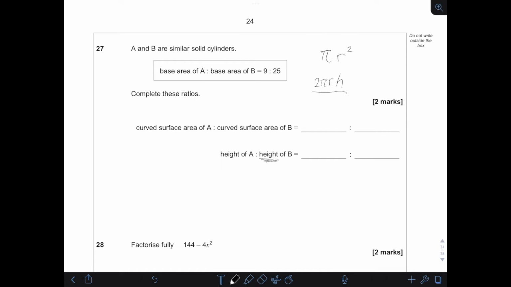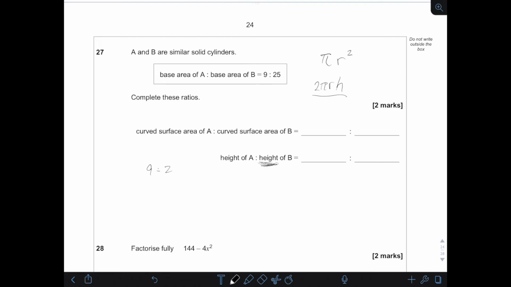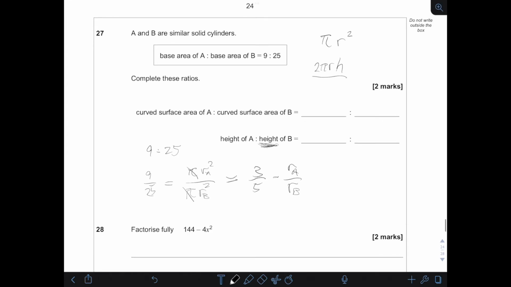of interest. So the ratio between the r's would be the same as the ratio between the heights, which we can calculate. 9 on 25 is equal to pi r squared of A divided by pi r squared of B, which if we cancel everything we can and then do a big square root over the 2, we get 3 on 5 as r A on r B. So we have r A to r B is 3 to 5, so the height is 3 to 5.